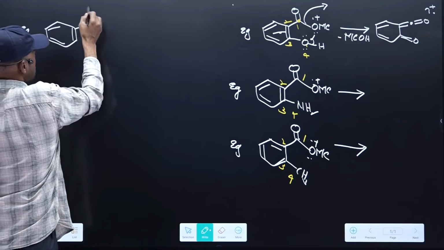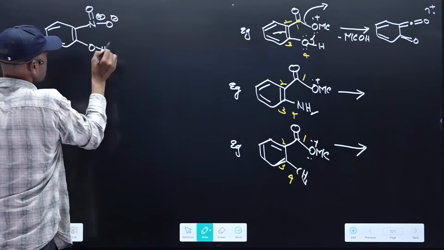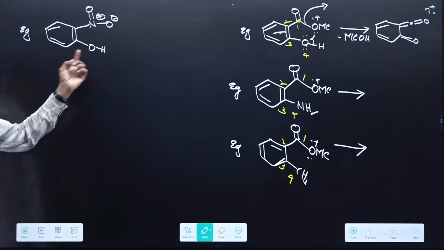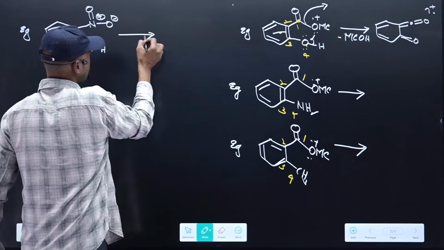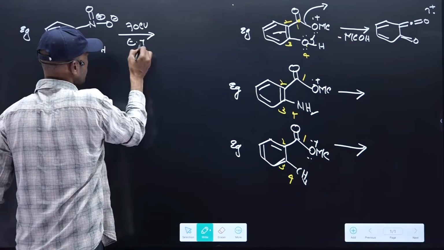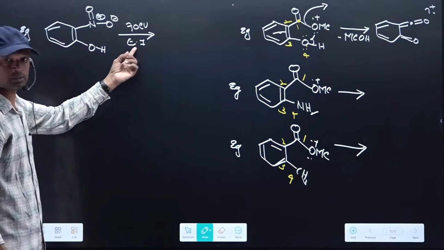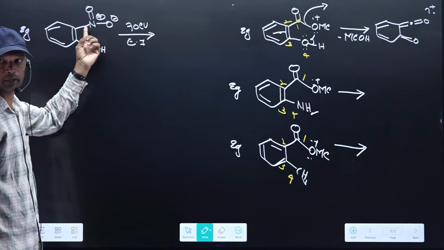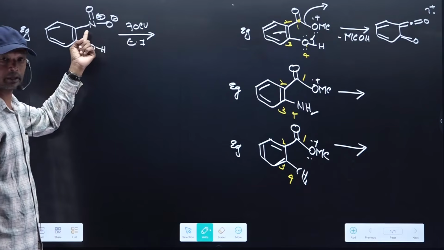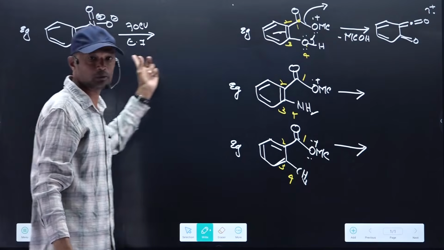So this I am writing as nitro, O minus, and this is plus, and here I am writing OH. See, nitro, and this is hydroxy, right? Now if I apply 70 electron volts, it is also called electron impact, both are the same. Sometimes I will write 70 electron volts, sometimes electron impact. Is it a molecular ion? No, this is not a molecular ion.